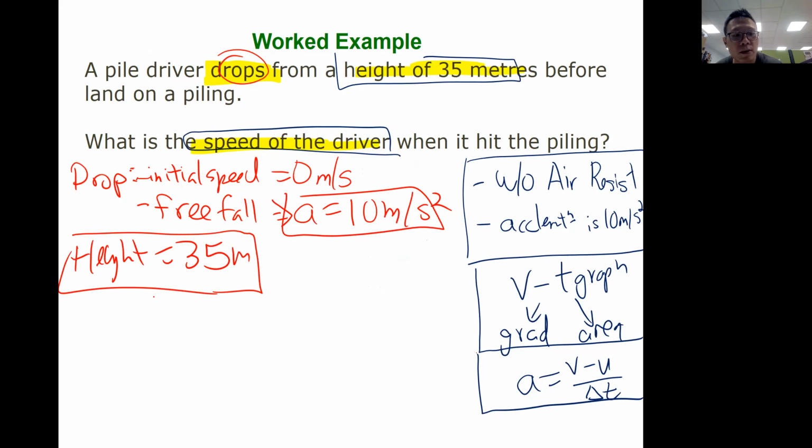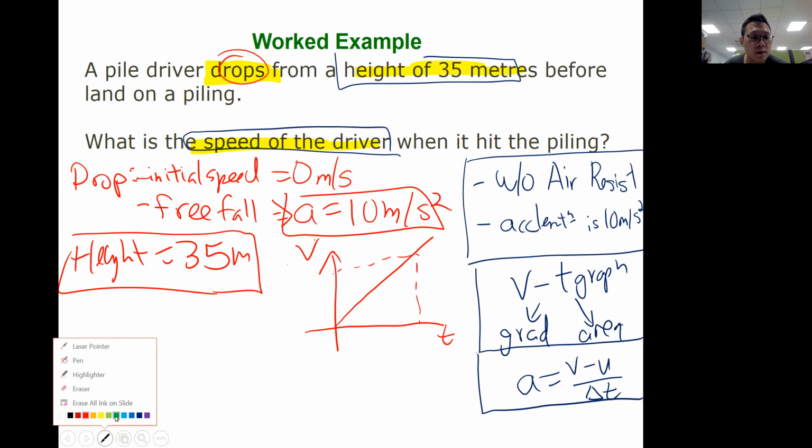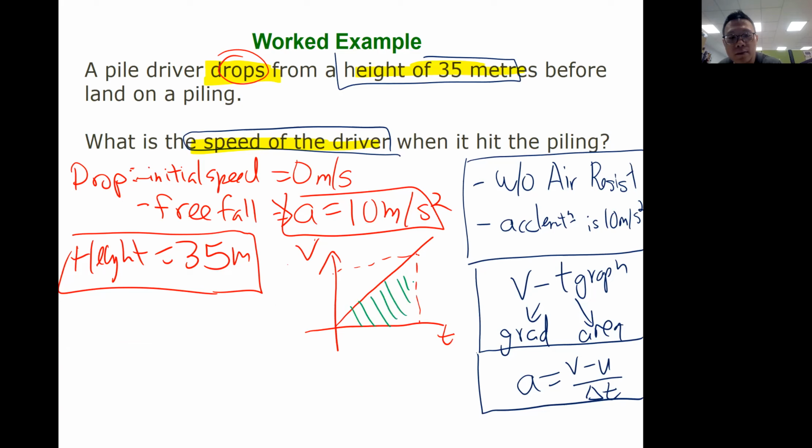These two pieces of information tell me that I need to draw my speed time graph. This is the speed time graph. The area under the graph is 35 meters. What do I mean by this? It means that the area under the graph is actually 35 meters.